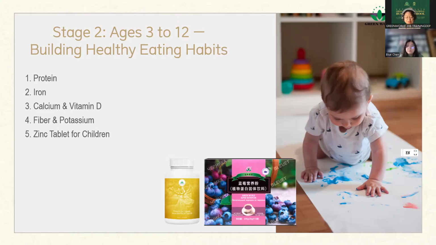Zinc is important to a toddler because it supports rapid growth and development. Specifically, it helps strengthen their immune system to fight off common illnesses like colds and diarrhea. And it is essential for cell division, brain development, and wound healing. A deficiency can slow a toddler's growth and increase the risk of infections.